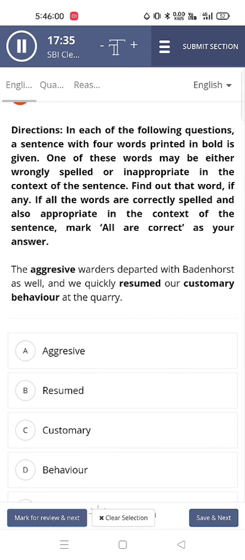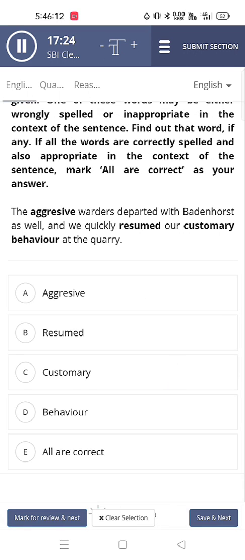Then there is this, find out that word. Okay, we have to find the wrong word. Okay, the aggressive warders departed, then aggressive, and we quickly resumed our customary behavior. The aggressive, I think there is one G in aggressive.